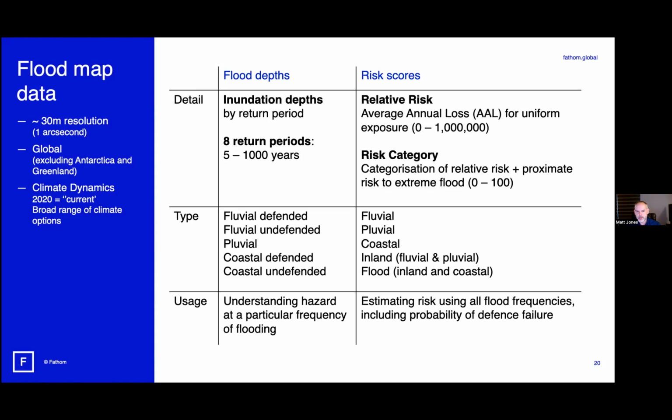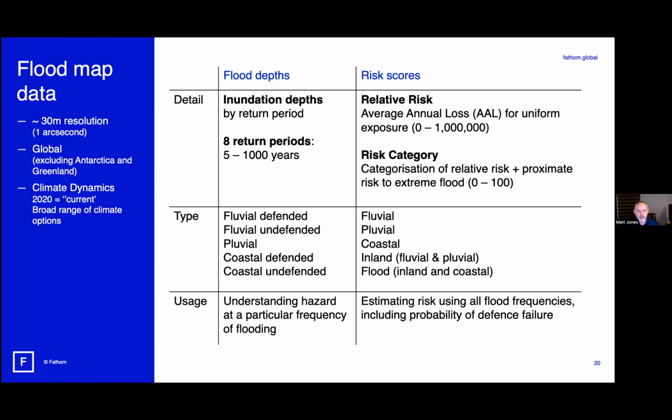And various sub-perils or types of maps are available from us. So fluvial, which is river flooding, pluvial, which is surface water or flash flooding, and coastal, which is the flooding from the combination of high tides with storm surges and wave action. And fluvial and coastal perils are available in both defended and undefended maps.